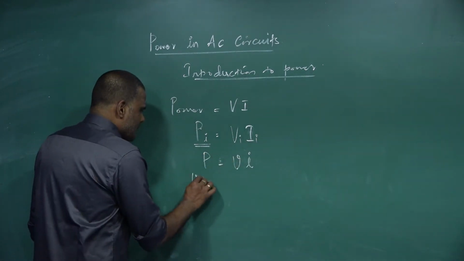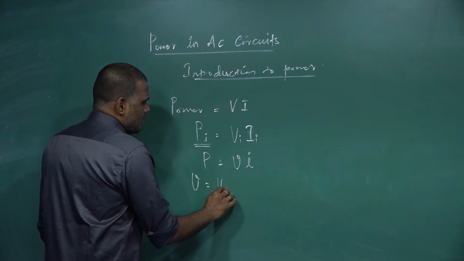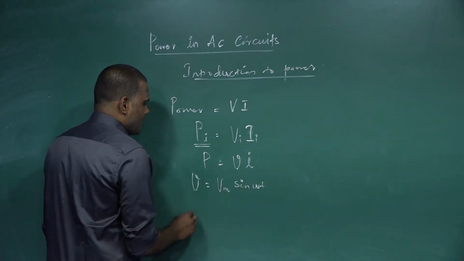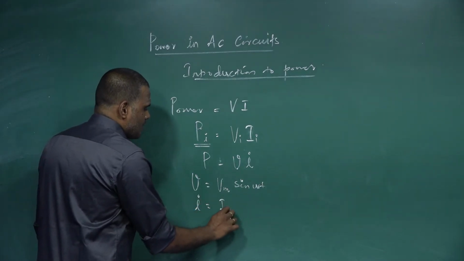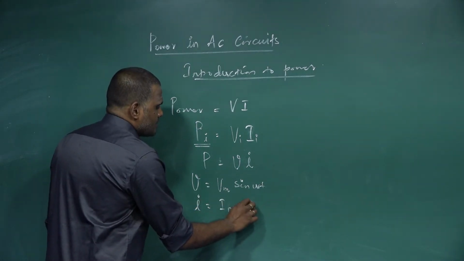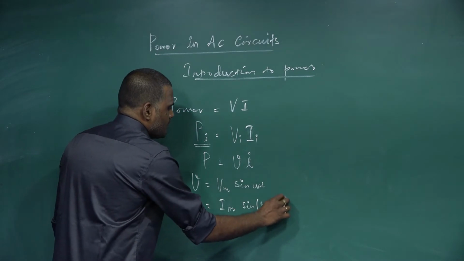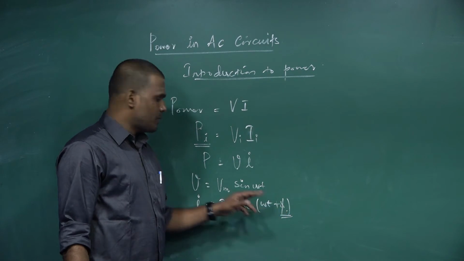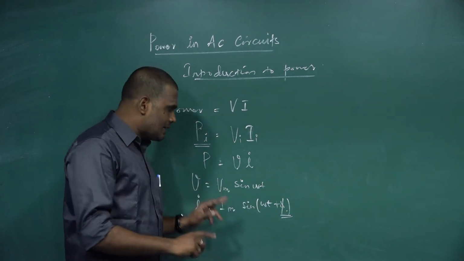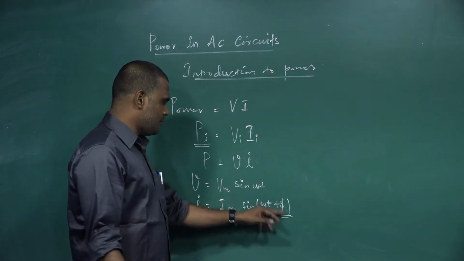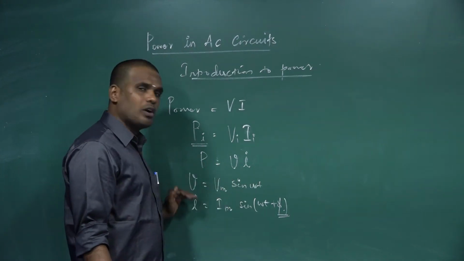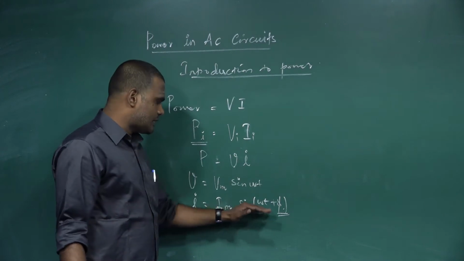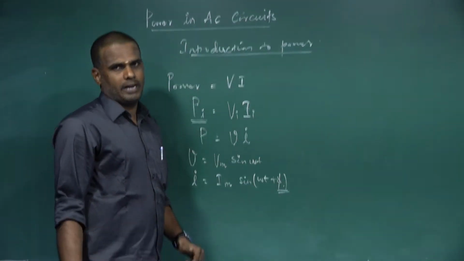Let us say the instantaneous value of voltage is represented as V equals Vm sin omega t. And the instantaneous value of current is represented as I equals Im sin(omega t plus phi), where phi is the phase angle. It is the phase difference between the voltage and the current in an AC circuit.